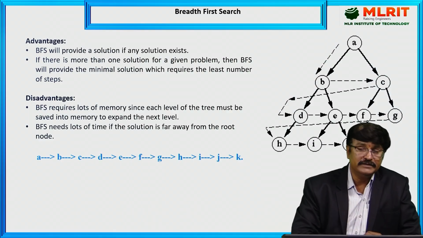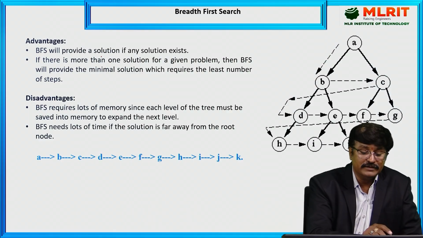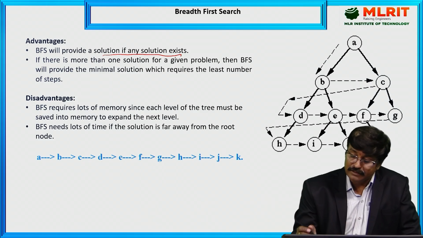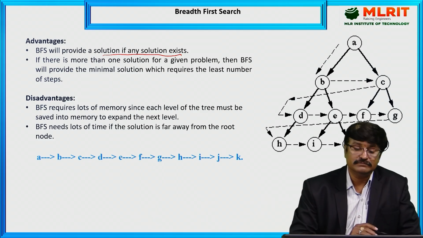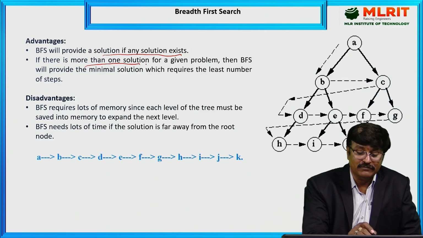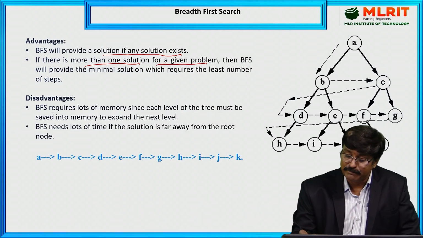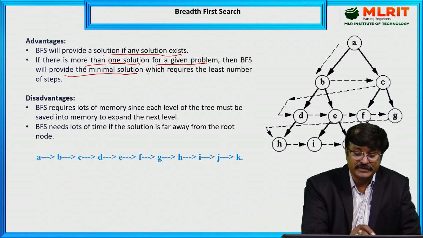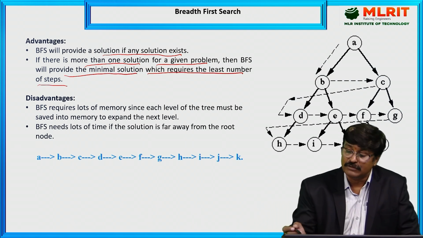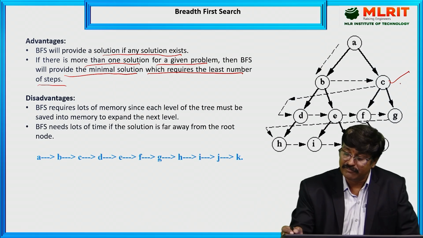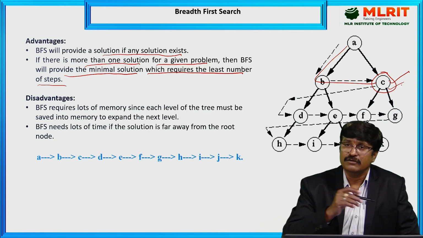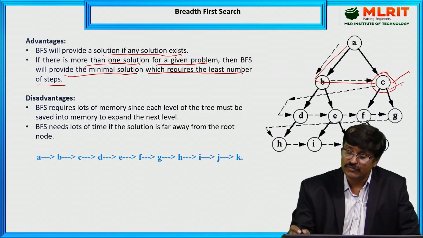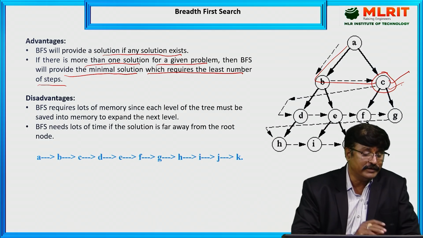So what are the advantages in this case? BFS provides a solution: if any solution exists, if a goal exists, you will definitely get it. If there is more than one solution for a given problem, suppose the goals are in different places, then BFS will provide the minimal solution, which requires the least number of steps. Suppose the goal node is at level 1, then immediately you get the information and terminate the algorithm. So if more solutions exist, you get one immediately, and completeness is also there. That is the advantage.